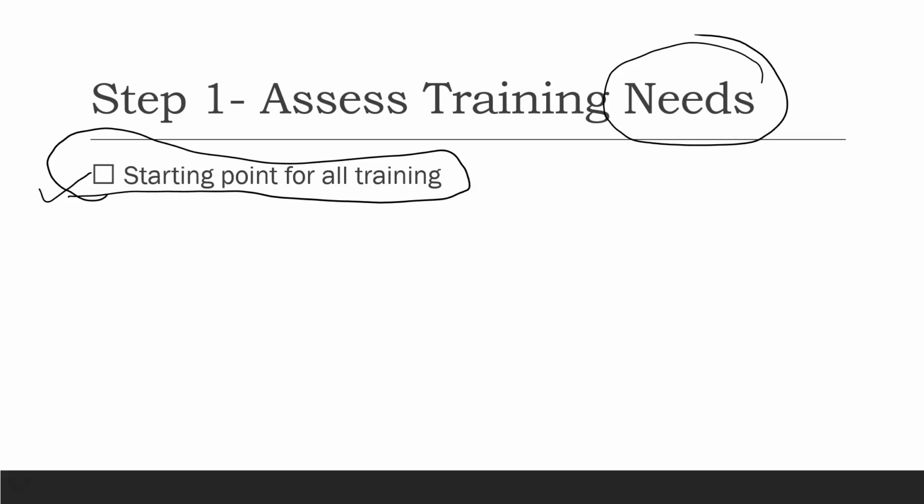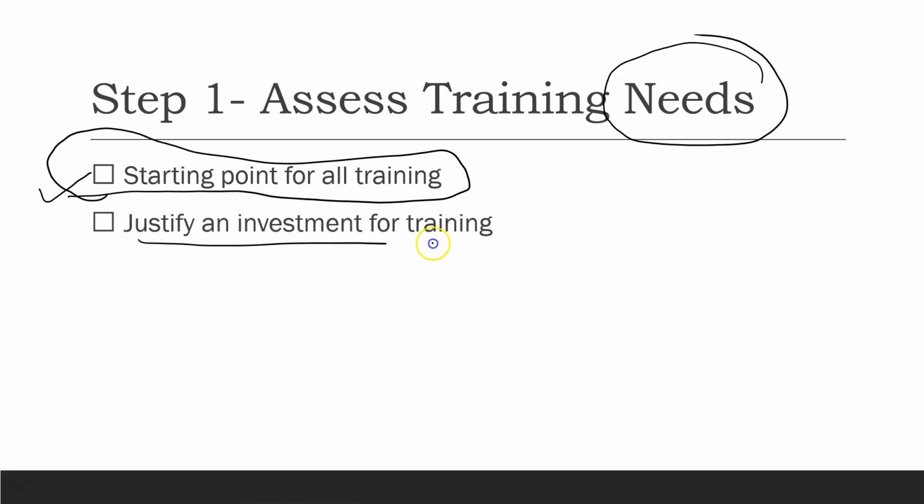It will be only a cost, it will never be an investment, because there will be certain people or certain staff who already know what you are training them. So it is very important that you assess what kind of training they require, whether that particular thing is part of their need or part of their job or not. So that is one thing that is very important in this first stage. It justifies the investment of the training.